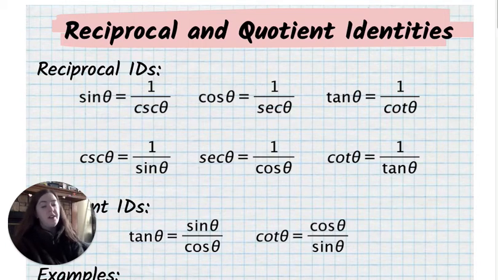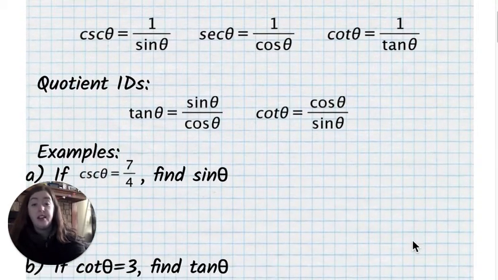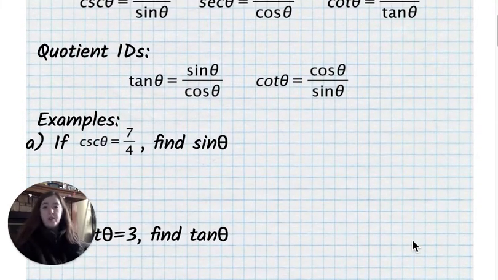Cotangent and tangent are reciprocals of each other, so tangent is equal to 1 over cotangent, and cotangent is equal to 1 over tangent. However, when it comes to those tangent identities, instead of thinking of cotangent as 1 over tangent, I would want you to think of them as sine over cosine, and cotangent as cosine over sine. So here's why.